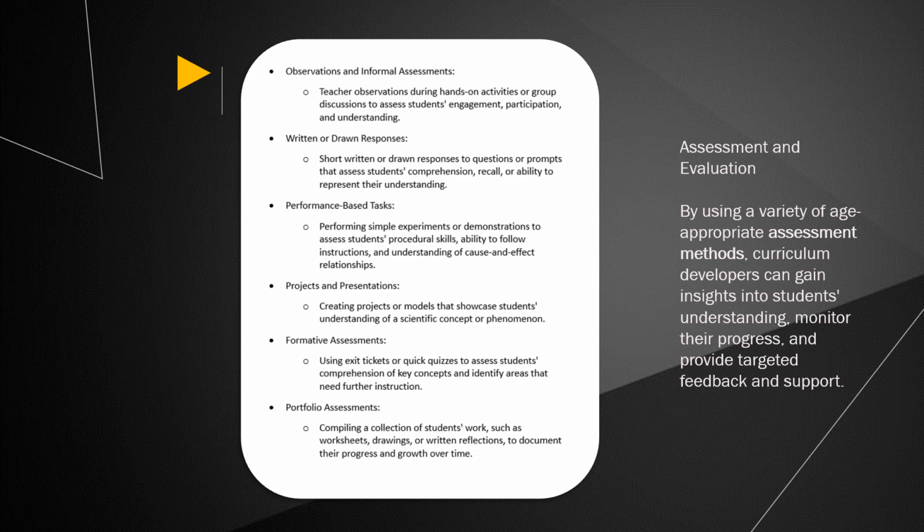Assessment and evaluation. A well-designed primary school science curriculum includes methods to assess students' understanding and progress. Curriculum developers create age-appropriate assessments that measure students' knowledge, skills, and scientific thinking abilities. These assessments help identify areas of growth, guide instructional decisions, and provide feedback to students. Here are some examples of assessments that curriculum developers can use to measure students' understanding and skills in primary school science.